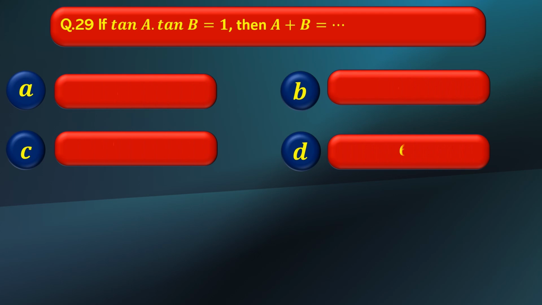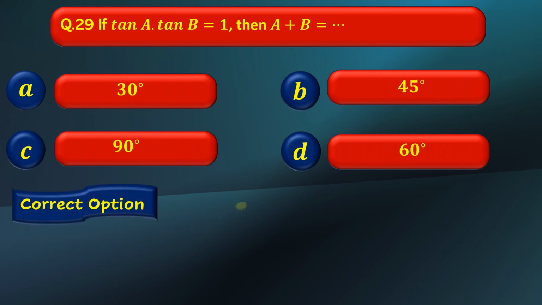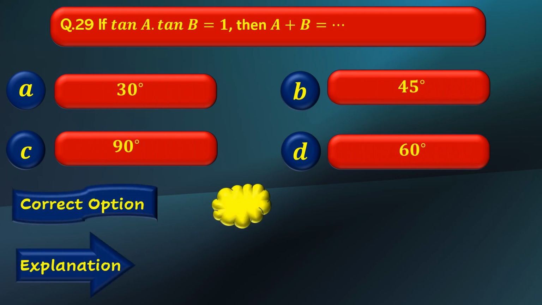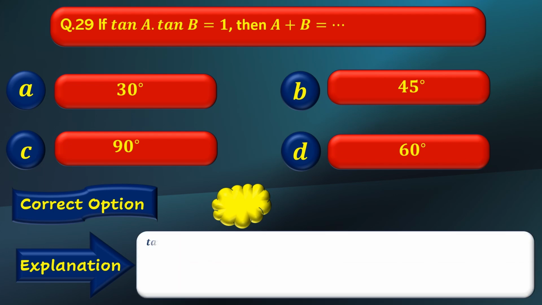Question number 29. If tan A into tan B is equal to 1, then A plus B is equal to, and the options are. Let's find out which one is the correct option. But before that, let's explain it. We are given tan A into tan B is equal to 1. It can be written as tan A is equal to 1 over tan B, and 1 over tangent is equal to cotangent. Therefore, 1 over tangent B is equal to cotangent B.